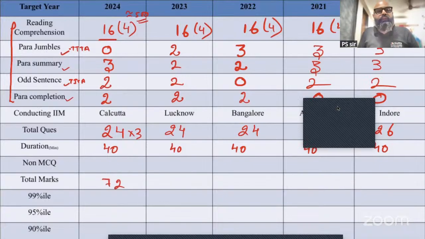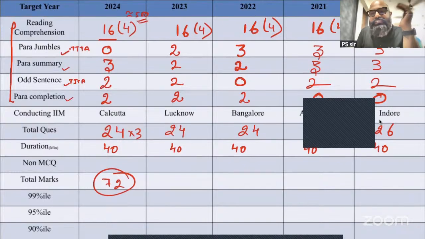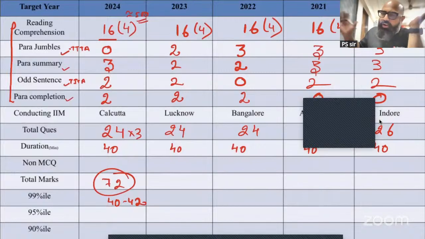ये हम बोल रहे हैं total marks which we are talking about. Now let's talk about percentiles and what exactly is the percentile we are looking at, what kind of raw score we are looking at to hit a 99 percentile. So if you want to hit a 99 percentile, you need somewhere around 40 to 42 odd marks, and this is something which is same across all years.